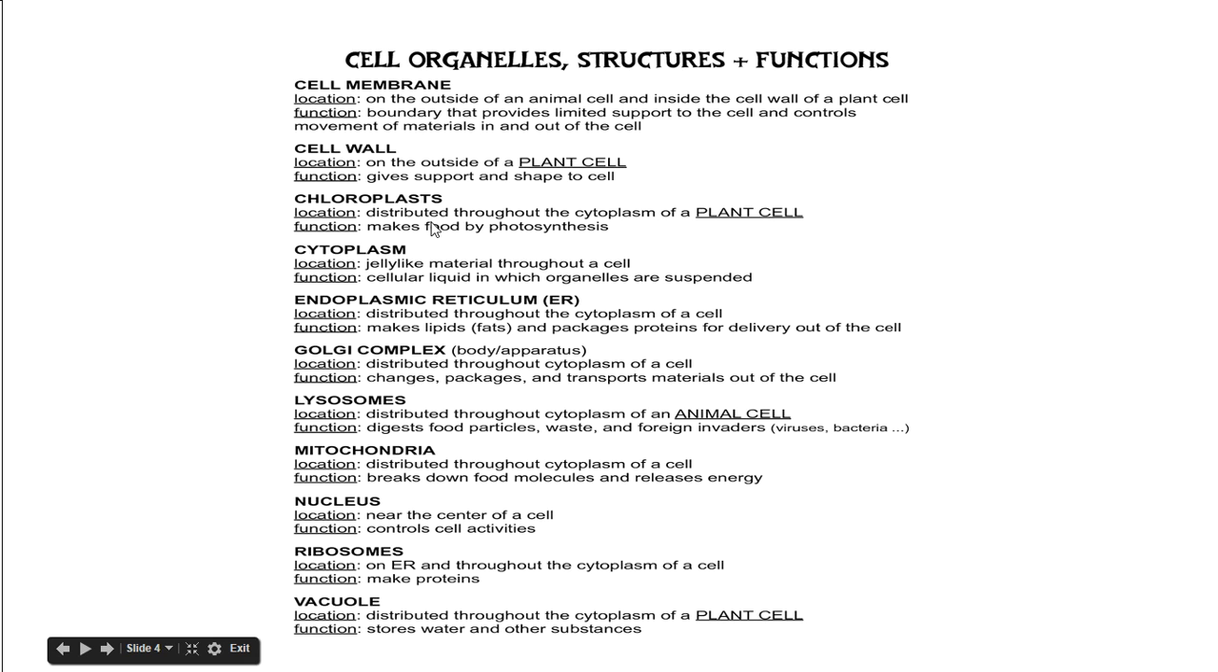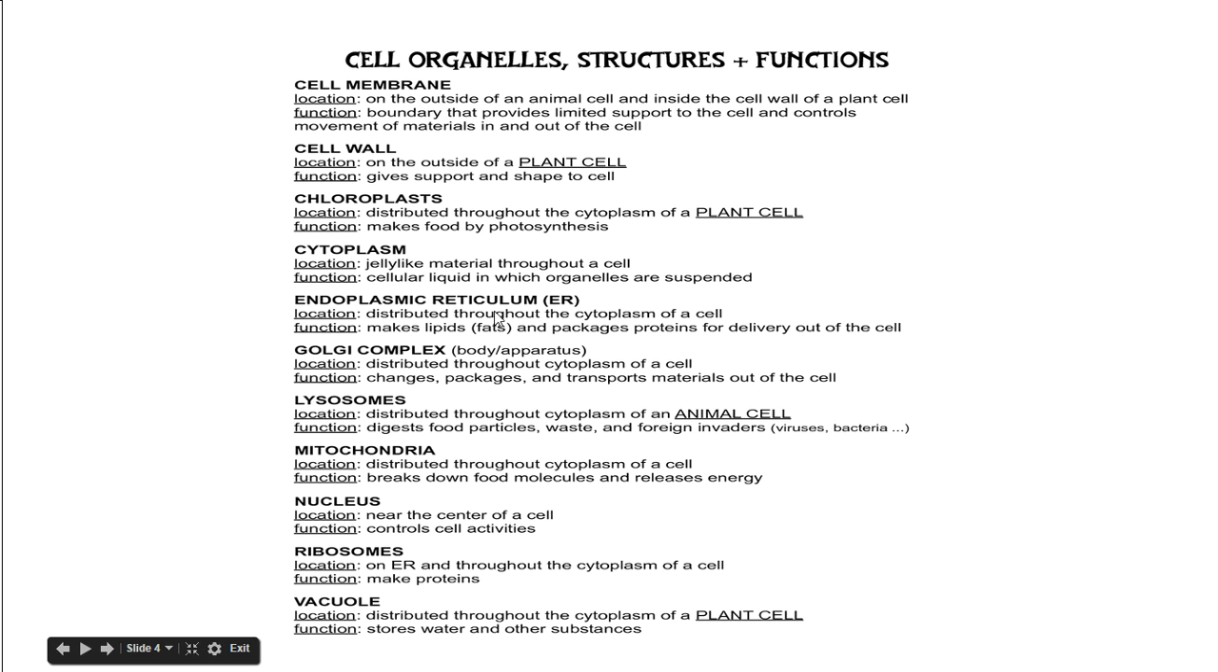Chloroplasts are distributed throughout the cytoplasm of a plant cell. What's that? Yeah, that's right. I just said a plant cell only again. Their function is to make food by photosynthesis. Cytoplasm is the jelly-like material. So think, if you squeezed your eyeball, what would pop out? It's kind of like the cytoplasm.